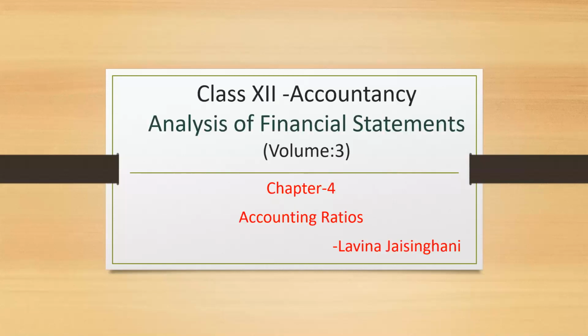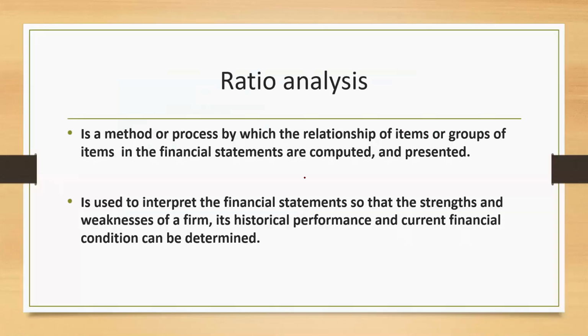Now we are going to start with our new chapter of volume 3, that is chapter number 4, accounting ratios. This chapter is in continuation with tools of financial analysis. That means this is one of the tools of financial analysis. We have already learned about two tools, comparative and common size statements, and now further we'll move with ratio analysis.